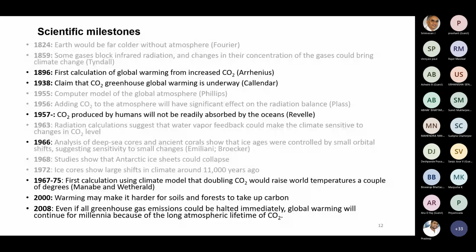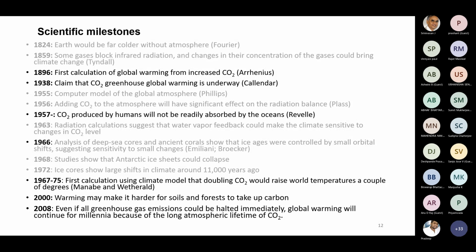In 1938, and this is relevant to our story, a chemical engineer named Callender suggested, based on temperature measurements made until then, and we'll see a figure illustrating this, that the climate had been warming in the past few decades, and he attributed this to CO2. Remember, Arrhenius had already pointed out that CO2 could warm the Earth. Callender, by contrast, pointed out that it had already been warming the Earth 40 years later.